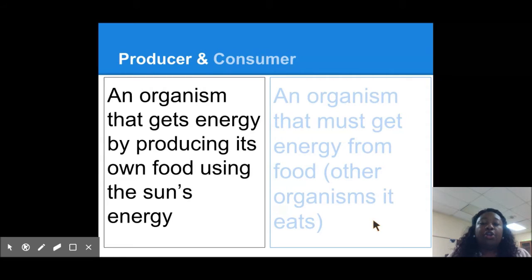All right, so a producer is an organism that gets energy by producing its own food using the sun's energy. So that producer produces its own food using the sun, and they get the energy from the way that they produce their food. The consumer, which is us, we're organisms that must get energy from our food. We eat it. We eat, consume. That's the biggest difference. And again, you already know these terms, but we're just going to go into more depth with them.